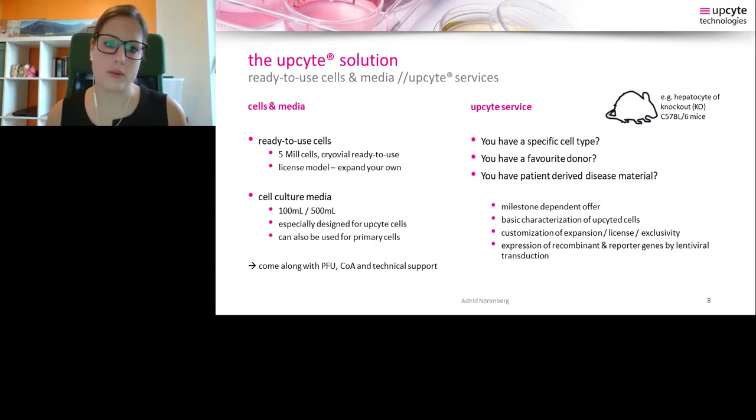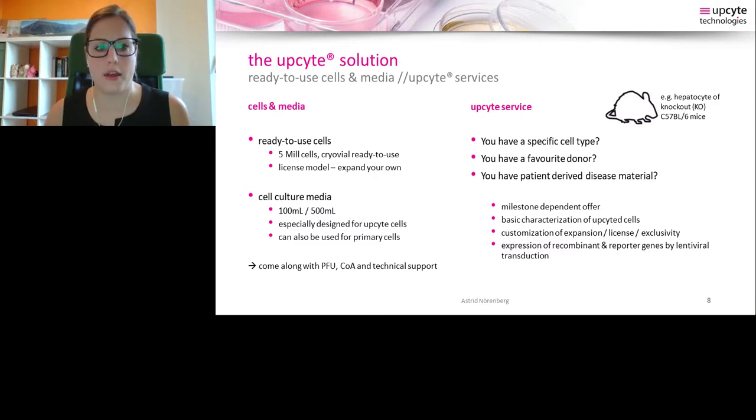We can do a basic characterization of the cells. We can do an extensive characterization of the cells. We can expand the cells and do further customization. For example, we had a really nice project last year where we had a knockout mouse and we isolated the hepatocytes from that mouse and upcyted the cells, and they still had that knockout after upcyting, so the scientists can continue working with the liver cells of that mouse without having to kill a mouse every second week.